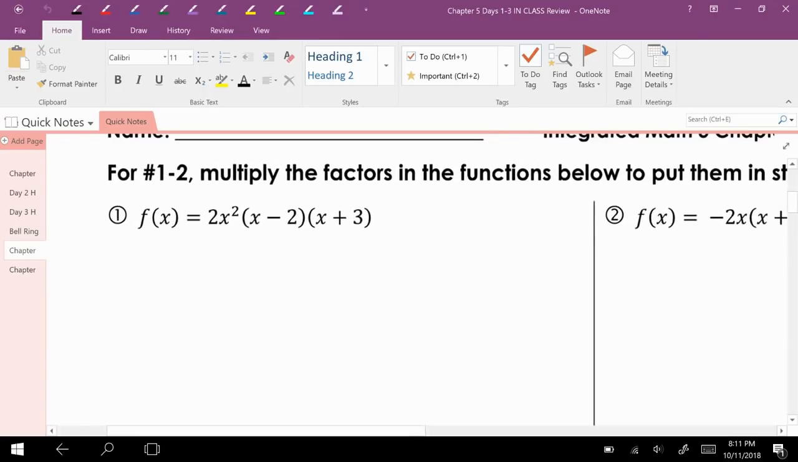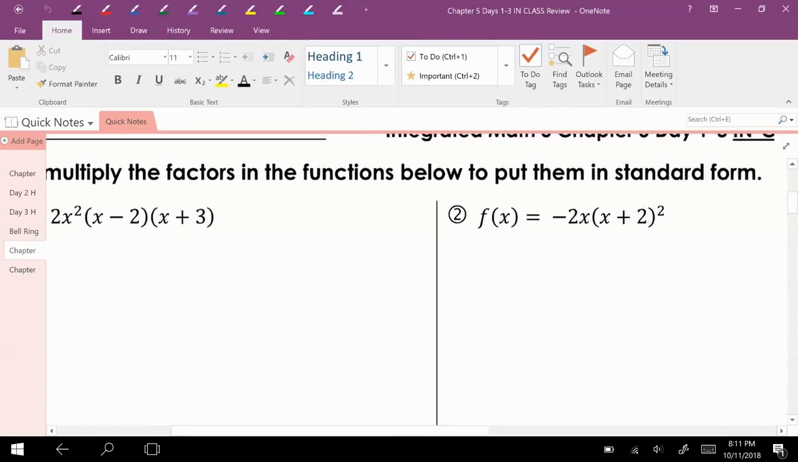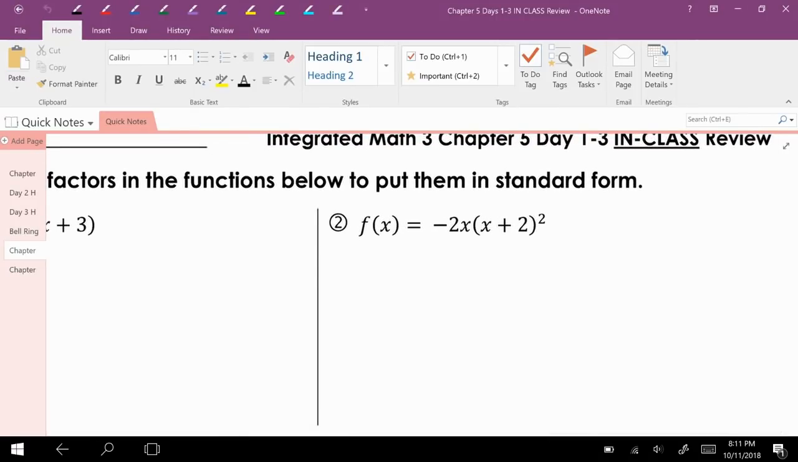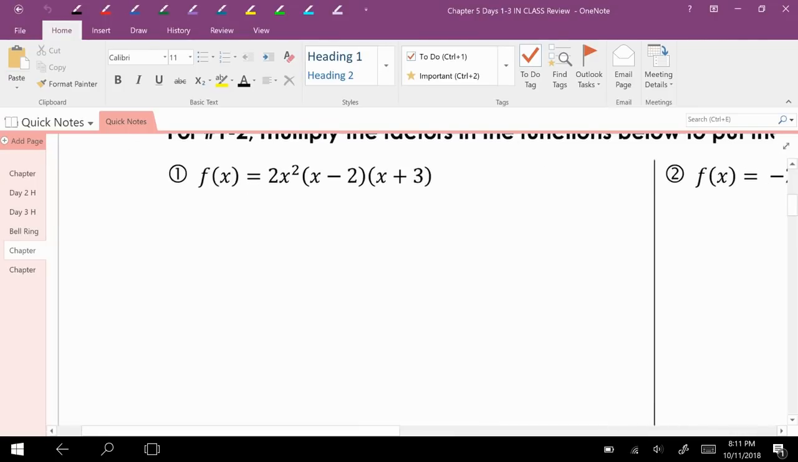It says multiply the factors in the function below to put them in standard form. Now remember, standard form is just descending order with the powers. So like x cubed plus x squared plus x plus 1. Okay, it goes in that descending order. Okay, so we have number 1.